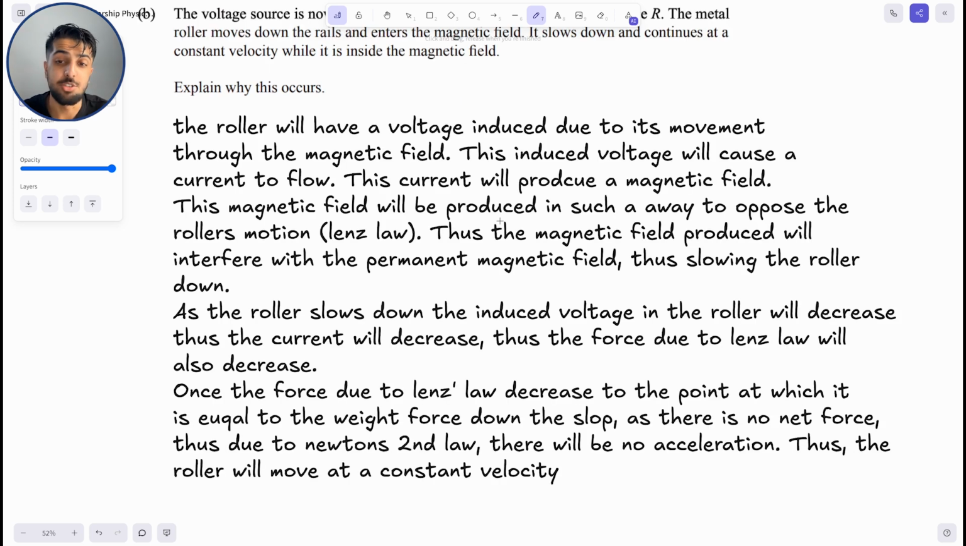The roller will have a voltage induced due to its movement through the magnetic field. This voltage will cause a current to flow. This current will produce a magnetic field. This magnetic field will be produced in such a way to oppose the roller's motion due to Lenz's law. Thus, the magnetic field produced will interfere with the permanent magnetic field, thus slowing the roller down. As the roller slows down, the induced voltage will decrease, thus the current will also decrease. Once the force due to Lenz's law decreases to the point at which it is equal to the weight force down the slope, there is no net force, thus due to Newton's second law, there will be no acceleration, thus the roller will move at a constant velocity.